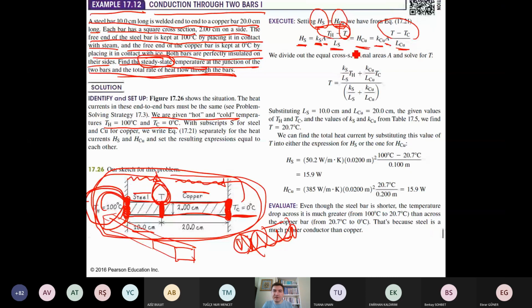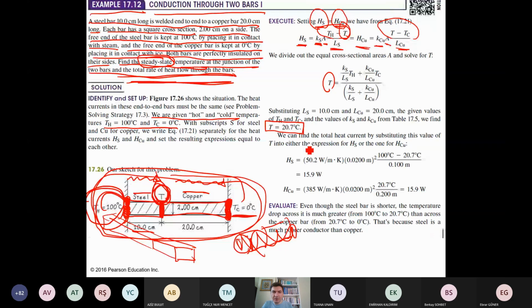So if you solve this equation, then you can get expression for the final temperature. So if you put all information into this equation, finally we can find this T, 20.7 degrees Celsius. This was the first part of the question. What is the temperature of the junction? Okay. And the second part of the question, what is the total rate of heat flow?